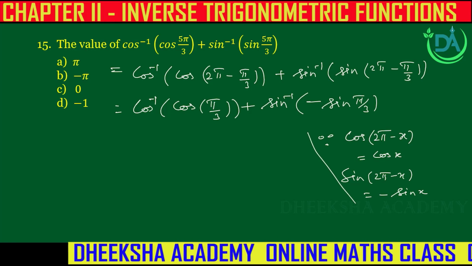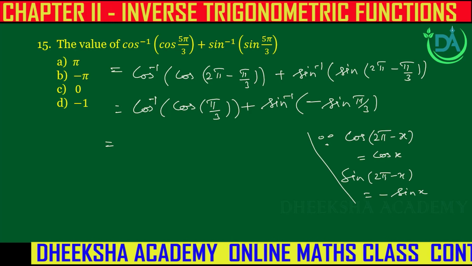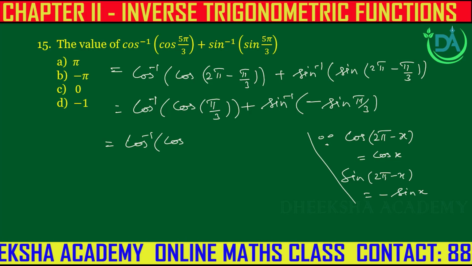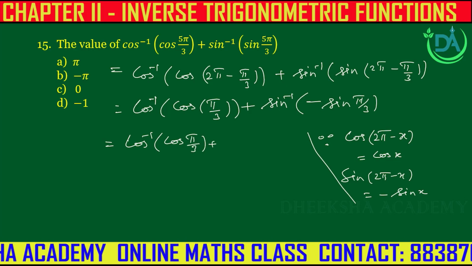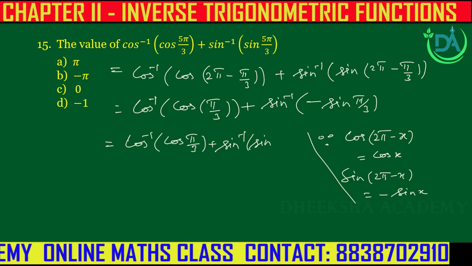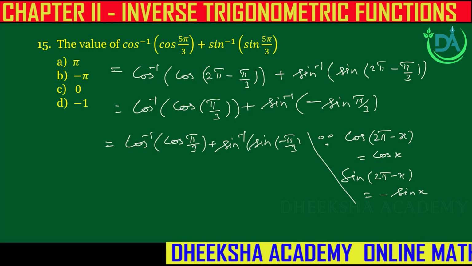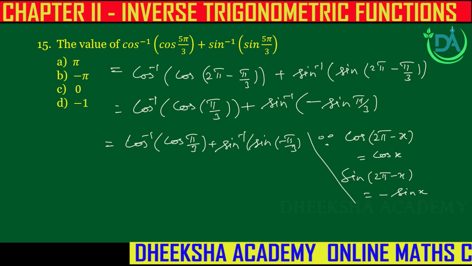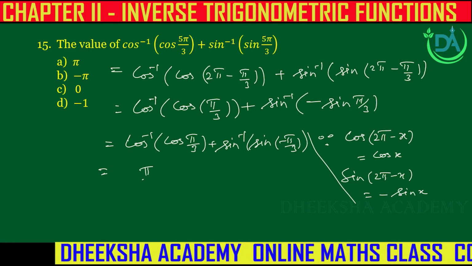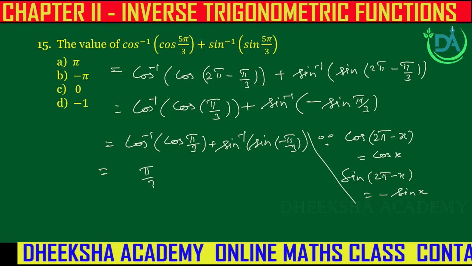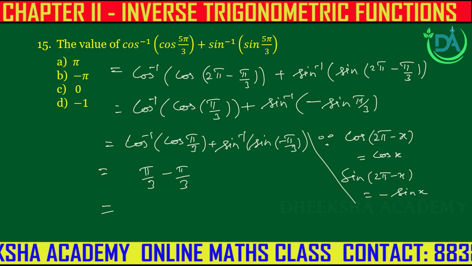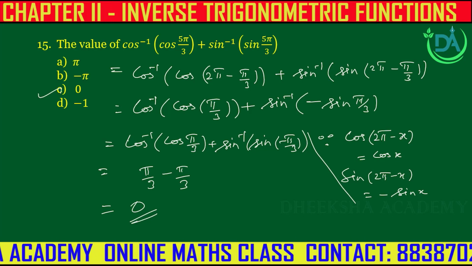So we get cos inverse of cos pi by 3 plus sin inverse of sin of minus pi by 3. We have to write down minus pi by 3. Minus sin pi by 3 is equal to sin of minus pi by 3. Now cos inverse of cos pi by 3 is pi by 3, and sin inverse of sin of minus pi by 3 is equal to minus pi by 3. So pi by 3 minus pi by 3 is 0. So the answer is 0.